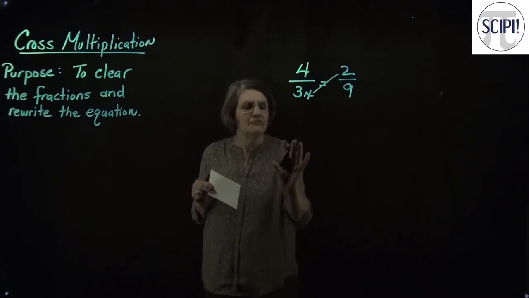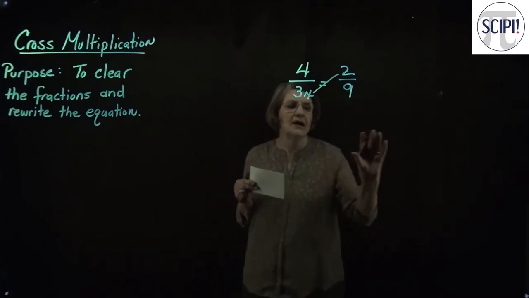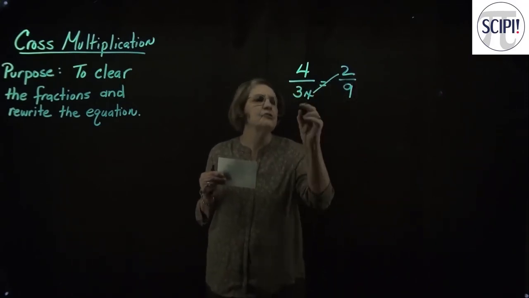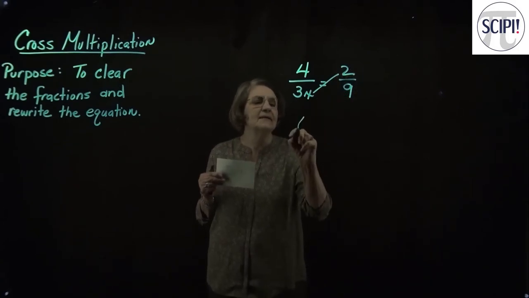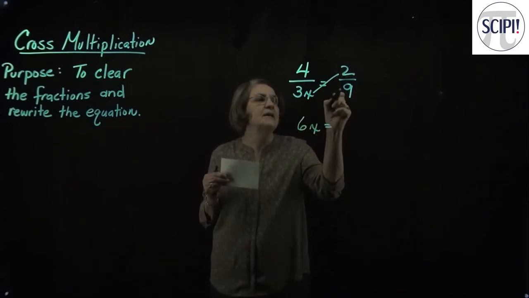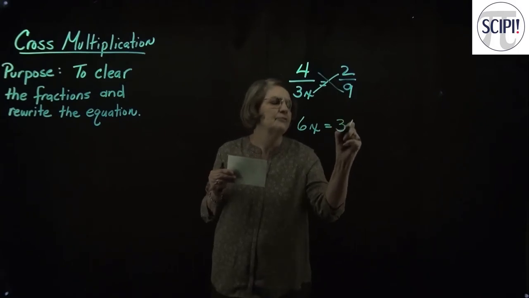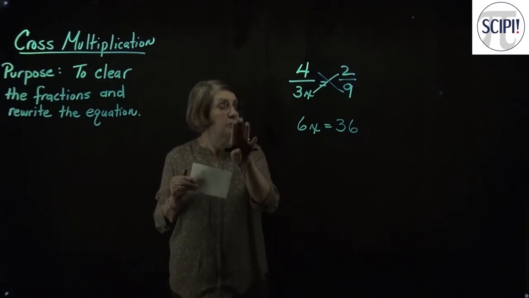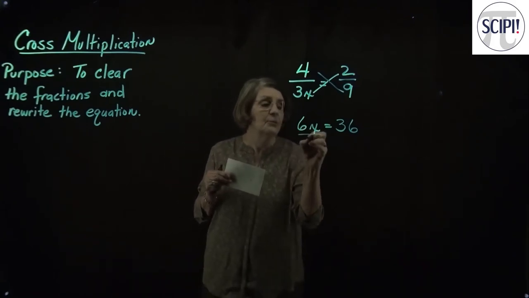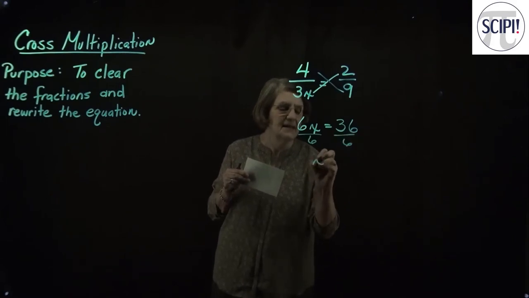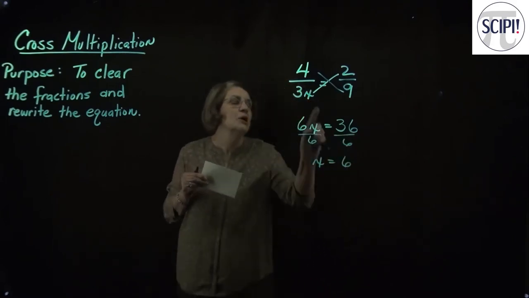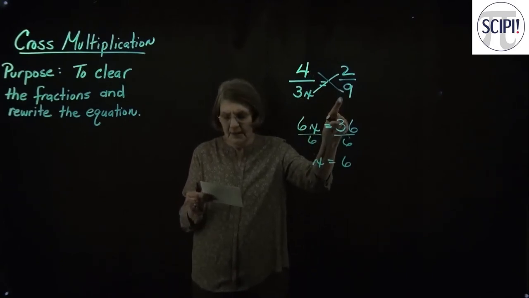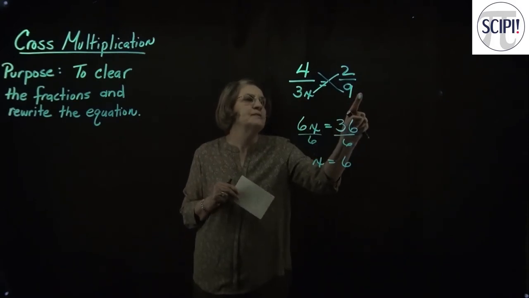Most students are more comfortable with the x's on the left-hand side, although, as you saw before, they can be on the right-hand side. But I always tell them, try to do the x first. So if I go 3x times 2, I get 6x. And then if I do 9 times 4, I get 36. Notice where I am compared to the previous problem. I'm almost done. So when I divide both by 6, I get the same answer, x is 6. So cross multiplication is to multiply across the equal sign when there's one fraction on both sides.